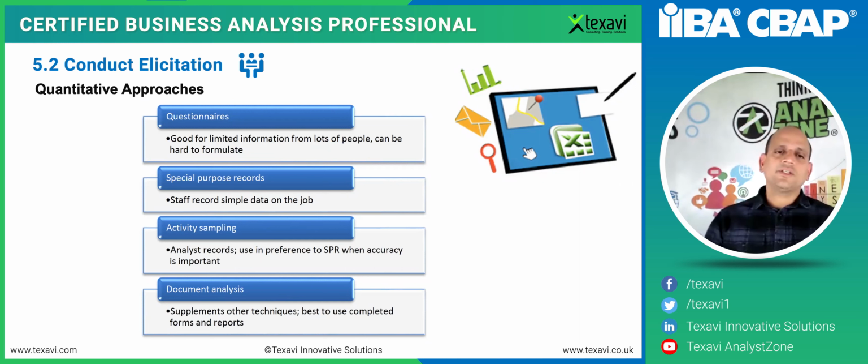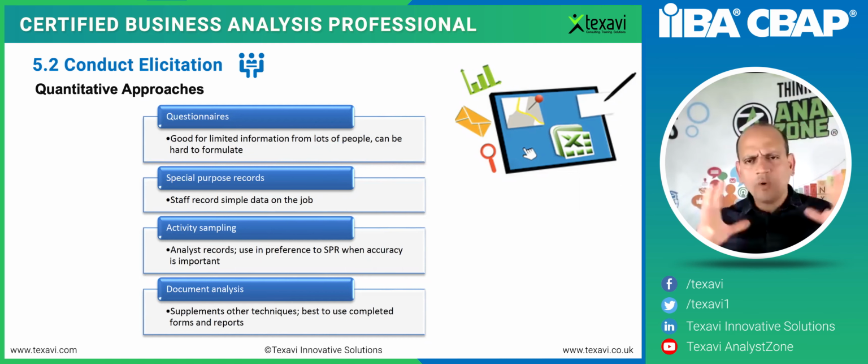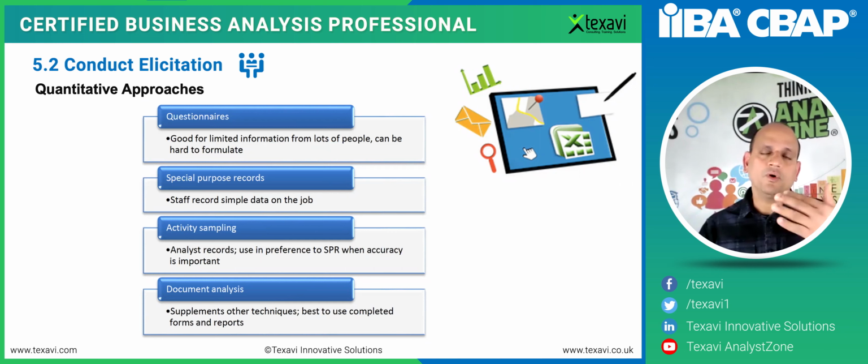So for example, questionnaires, the surveys that you send out. They're good for limited information from loads of people. Lots of people can respond. But they can be hard to formulate. It's difficult to formulate a questionnaire because you need to think 100 times about how to write a question and what options to give below it. Should it be a multiple choice question or not?